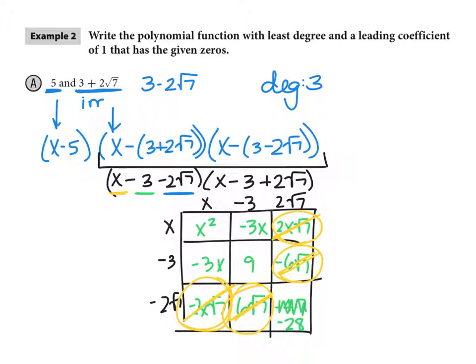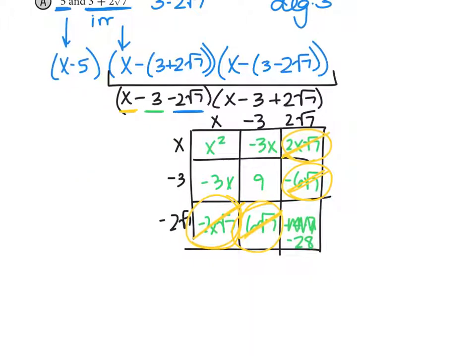So now we just need to write everything that we have left. And from this whole step, I now have x squared minus 6x plus 9 minus 28. Or we could even combine the 9 and the negative 28 to have negative 19. All right, so that's nice. That's a lot easier than what it looked like in the beginning.